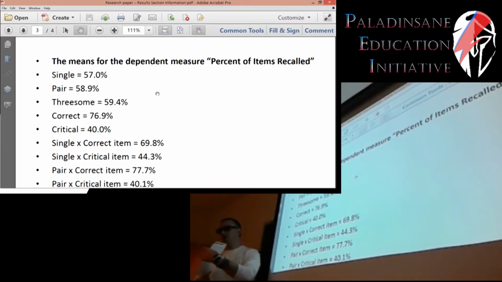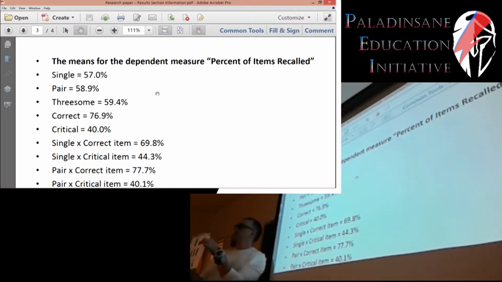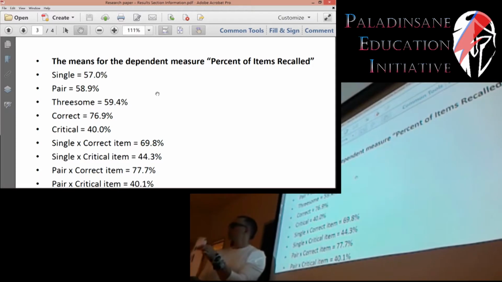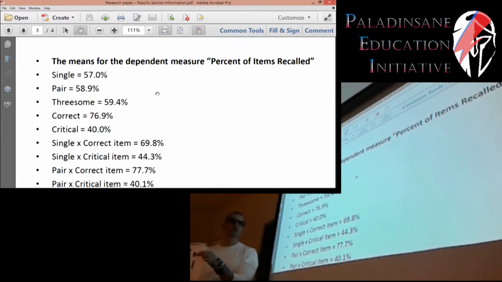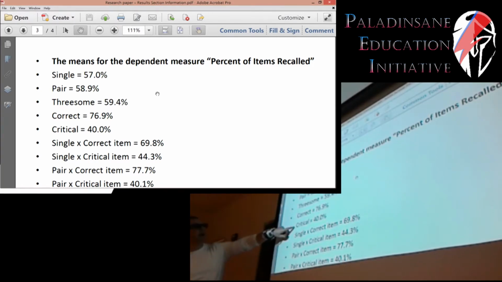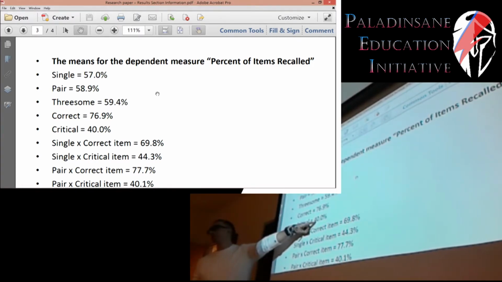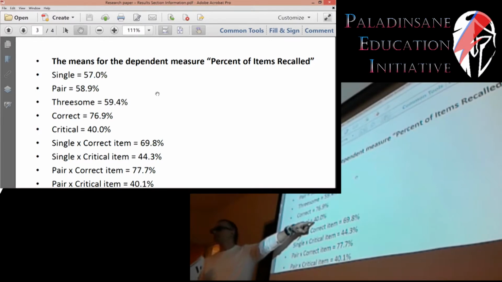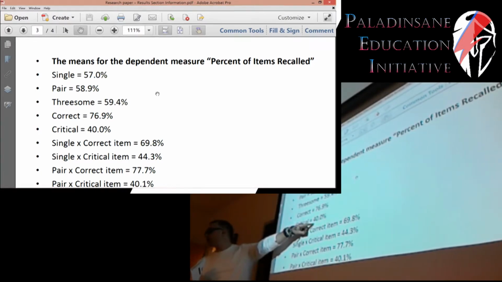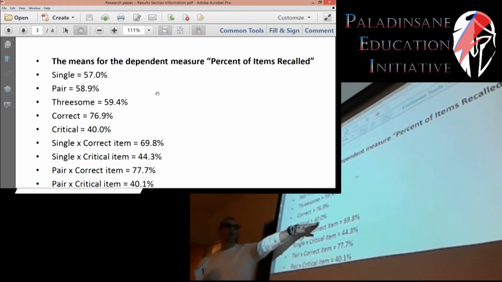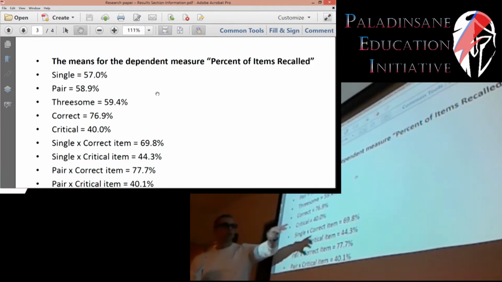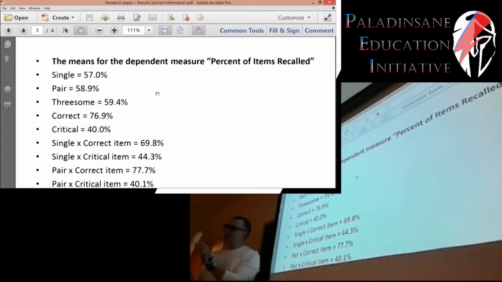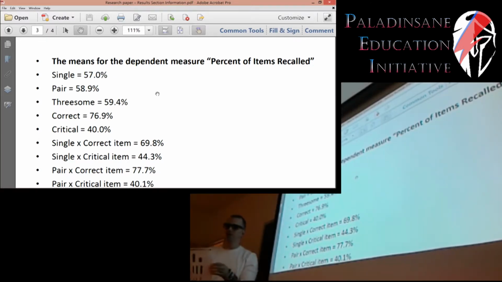You can see for critical on that graph, there's a lower bar. A lower percentage of critical items, those false items, were recalled. The actual number there is 40%. So out of the 6 false memories that were possible, we recalled 40% of those, so just under half. About 2 and a little bit. So that's where the numbers are for these particular graphs.